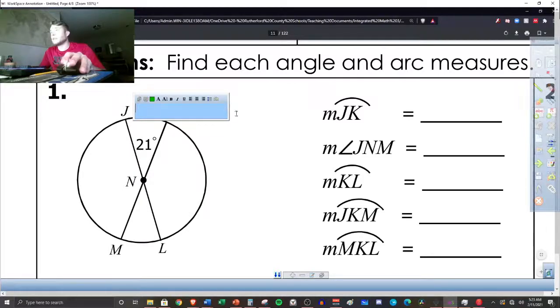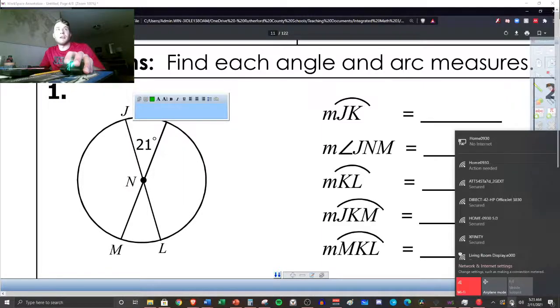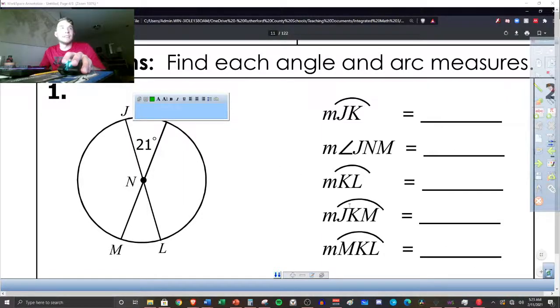And that was something that we practiced on Delta Math, which, by the way, my internet is out right now, and it is what, 5:25 a.m. They said it'd be ready to go by 6. So I do not have Delta Math to pull up, so we're just sort of doing this without internet.